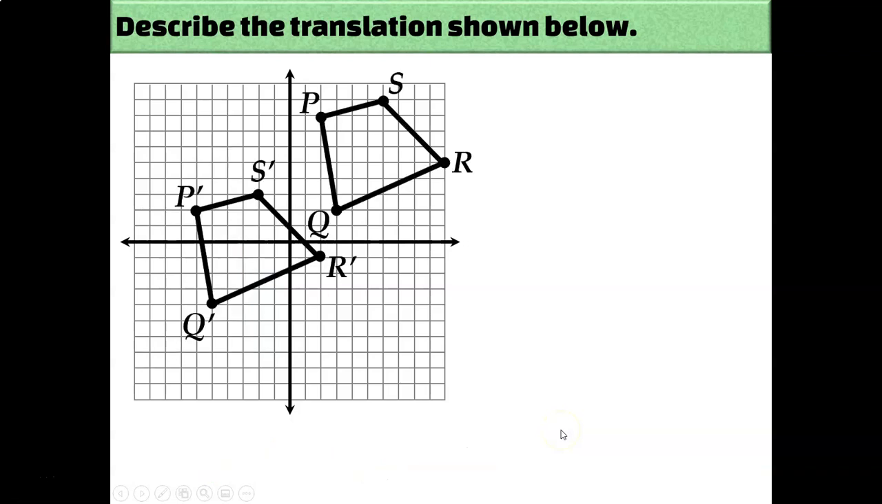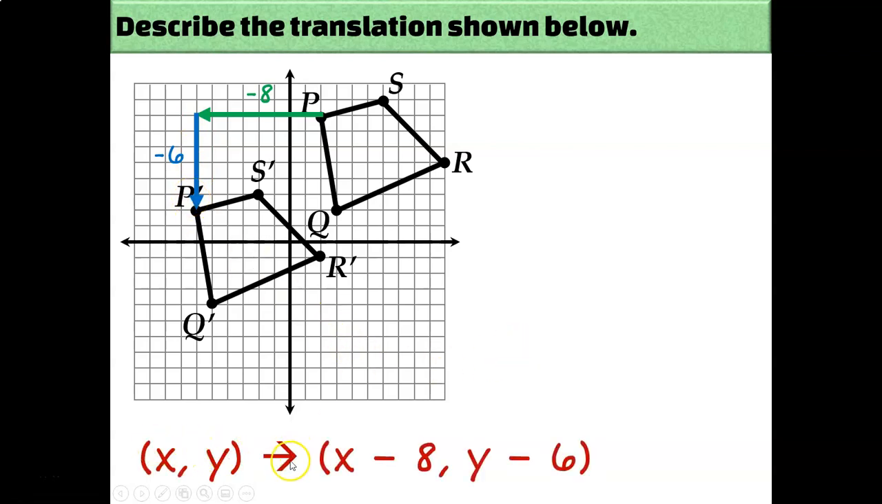Let's try another one. First, identify which figure is the preimage and which figure is the image. This quadrilateral is the preimage because it's just P, S, R, Q, and this quadrilateral is our image because it's P prime, S prime, R prime, Q prime. So to figure out our translation, you have to count the horizontal distance between two corresponding points and the vertical distance between two corresponding points. So for example, if I pick P and P prime, I go to the left 8 units, and I go down 6 units. So to express that as a rule, we write x, y, arrow to the right.